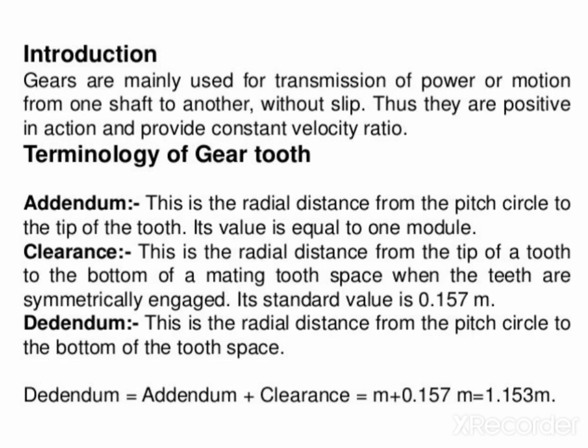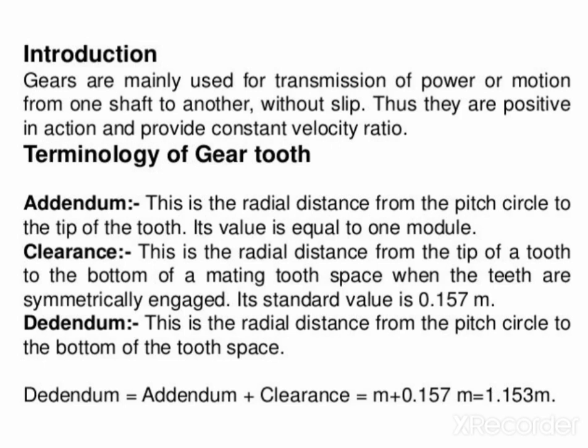We all know gears are toothed wheels. They are generally used for transmission of power or motion, generally from one shaft to another shaft without slip. They are thus positive in action, and they provide us a constant velocity ratio. This is a basic requirement of any machinery.